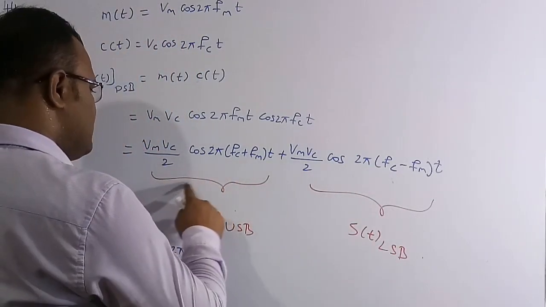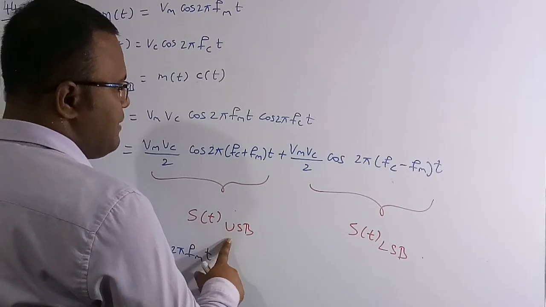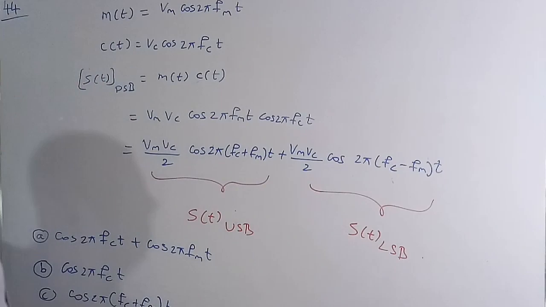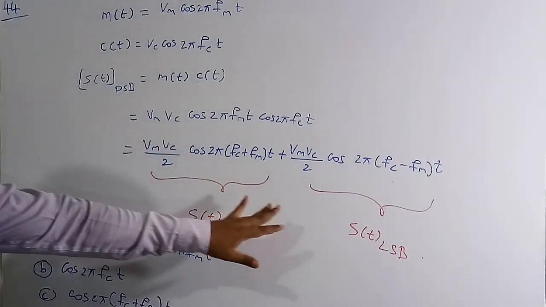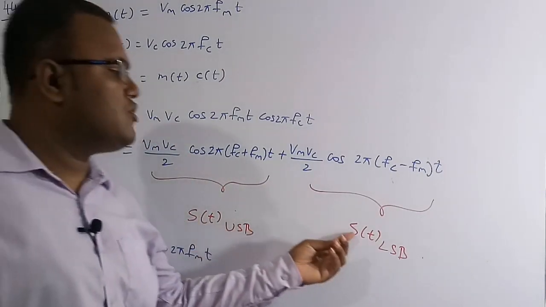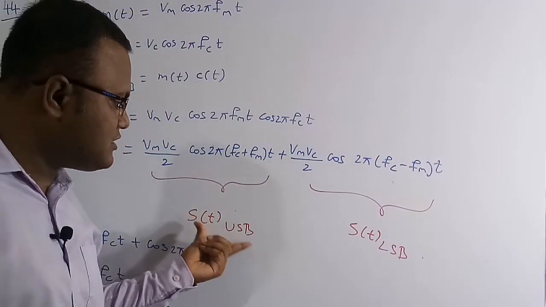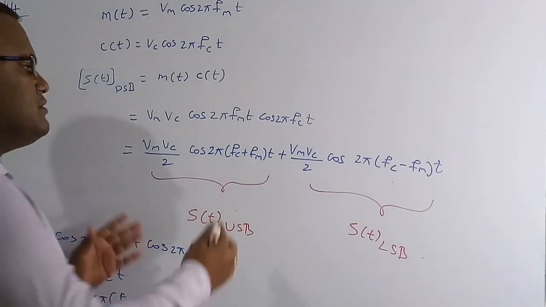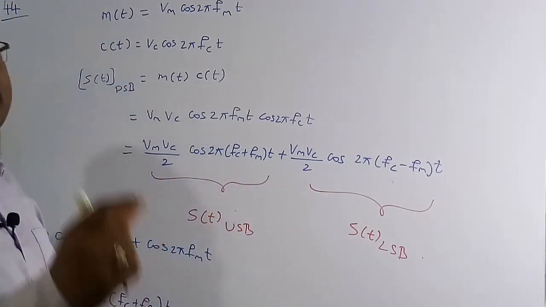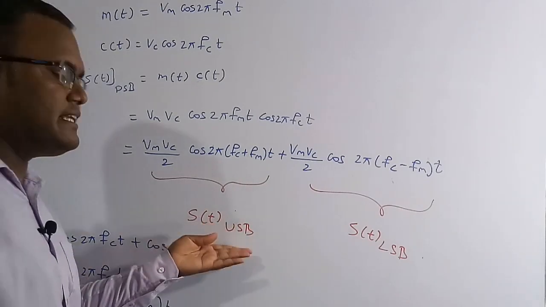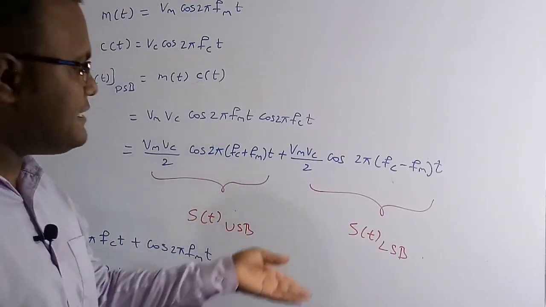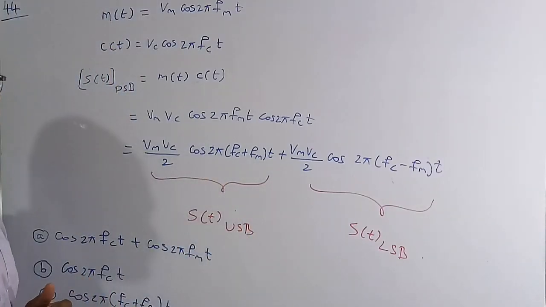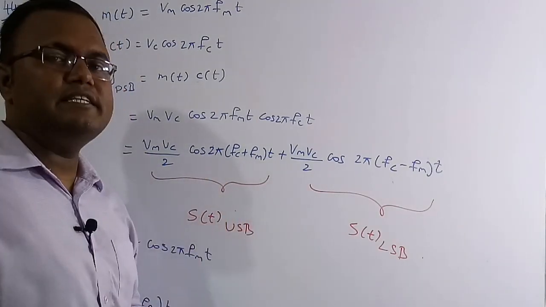Individually, this is called the S of t upper sideband, and this low frequency term individually is called the S of t LSB. So S of t DSB is nothing but the summation of S of t USB and S of t LSB. This upper sideband and lower sideband are individually called a single sideband. From these two terms, by using a band pass filter of the particular frequency, we can get either only S of t USB or only S of t LSB by choosing the proper bandwidth for the band pass filter. So these individually are called a single sideband.